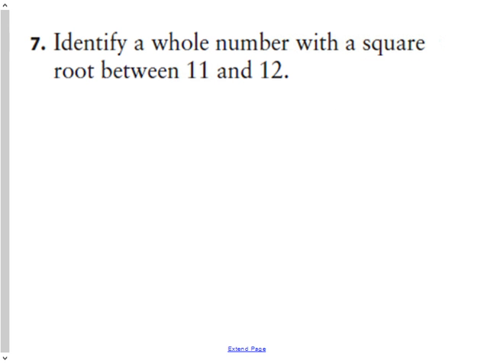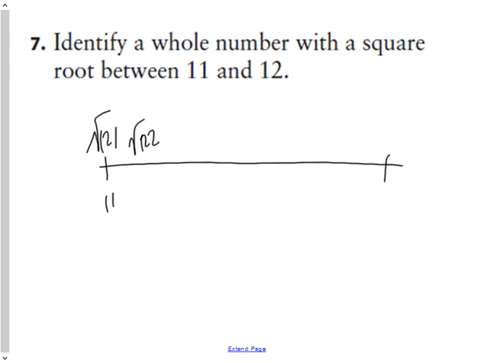Question 7 says identify a whole number with a square root between 11 and 12. So what is the first whole number that has a square root of 11 decimal something? Square root of 122. Square root of 122 is the first whole number. And what would the last whole number be that has a square root of 11 decimal something?